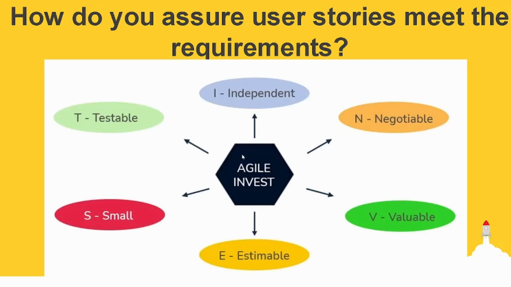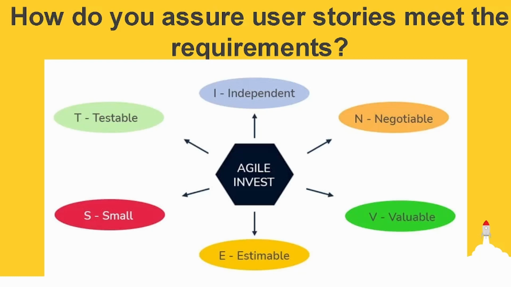How do you assure user stories meet the requirements? A good user story comprises a description as well as set acceptance criteria. It should be a piece that can be completed in a sprint and has the fewest dependencies possible. Within the sprint's constraints, the team should be able to build and test while also delivering estimations. In short, the INVEST principle is followed by good user stories. So what is INVEST, right?